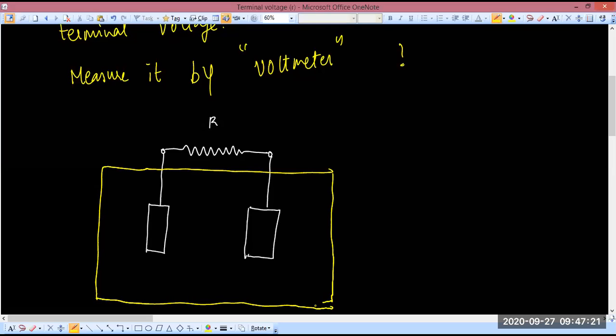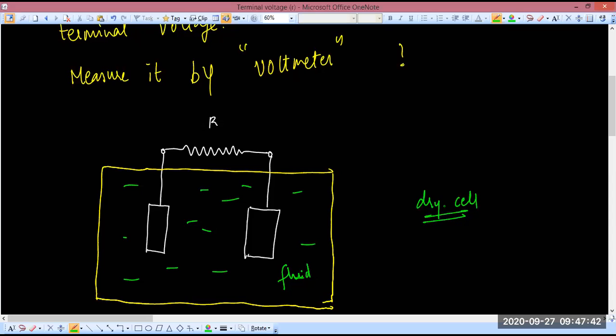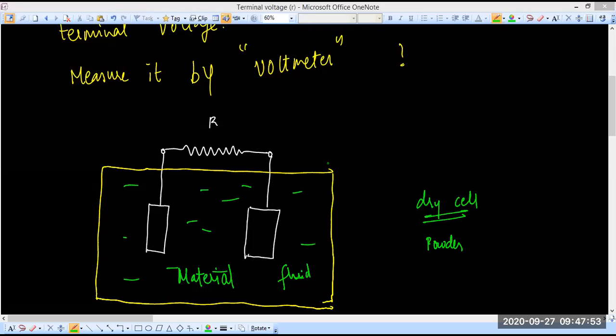I hope that makes sense to all of you. So these are the two electrodes of the battery. Typically between the two electrodes there is some kind of fluid or gel, or if it's a dry cell, something like powder. So basically there is some material here. In many batteries it's a fluid.